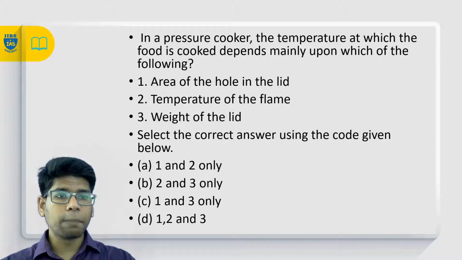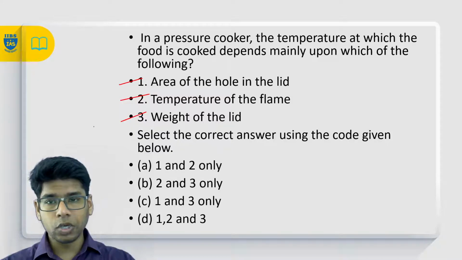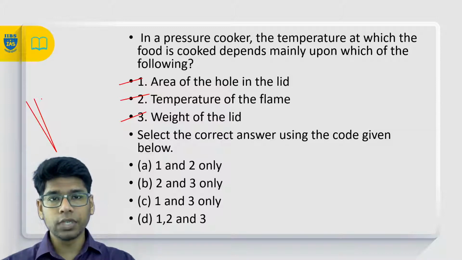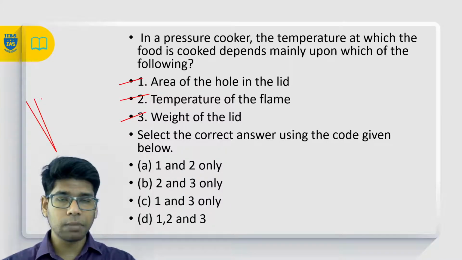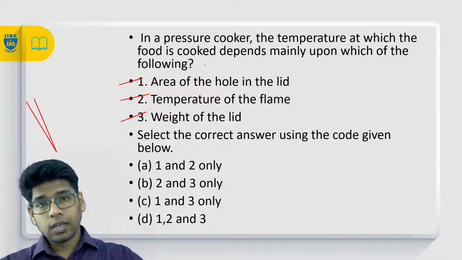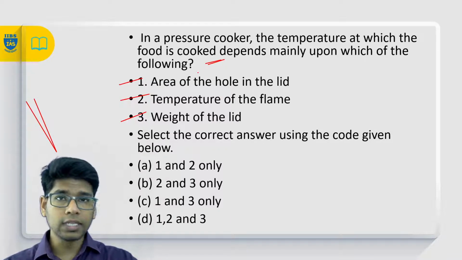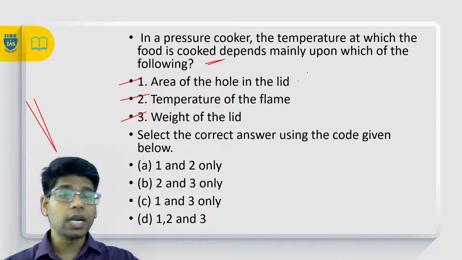In a pressure cooker, the temperature at which the food is cooked depends mainly upon which of the following: the area of the hole in the lid, the temperature of the flame, and the weight of the lid? Pressure cookers work on the principle of high pressure increasing the boiling point of the liquid or water. Water usually boils at 100 degrees, so we are increasing the pressure so that the water will not evaporate at that temperature. In the pressure cooker, the temperature increases beyond 100 degrees, irrespective of the flame you put on, because of the area of the hole in the lid, so that the pressure can be maintained.